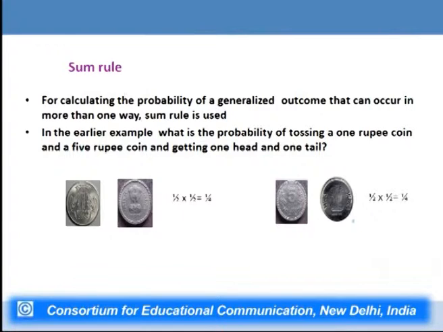In each case we are getting 1 head and 1 tail, and for each event the individual probability is 1 by 2 into 1 by 2, that is 1 by 4. So, both the events are possible with probability 1 by 4, but we want to find out how many times we will get 1 head and 1 tail irrespective of which coin is showing head or which is showing tail. In that particular case we will be using the sum rule. So, we will be adding up the 2 individual probabilities of these 2 events, which is 1 by 4 added to 1 by 4, and we will be getting a probability of 1 by 2.